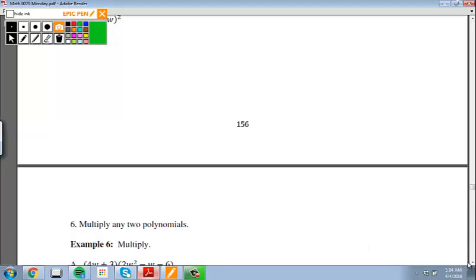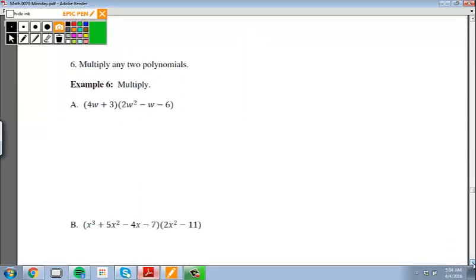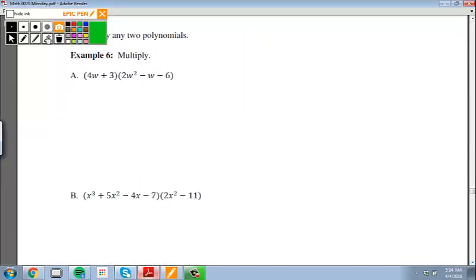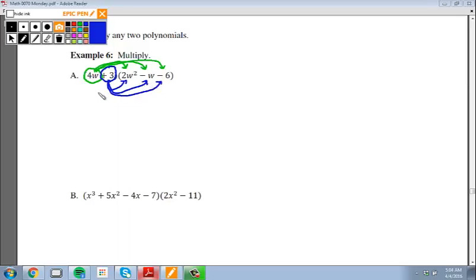Now, let's look at multiplying any two polynomials. So here we have multiply 4w plus 3 times 2w squared minus w minus 6. So when you multiply any two polynomials, you're going to start by multiplying the 4w times every term here, and then you're going to multiply the 3 times every term here, and just make sure that you combine like terms after. So this will be 4w times the 2w squared minus w minus 6.